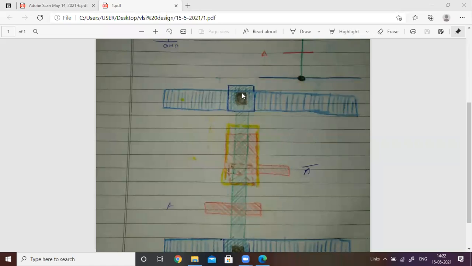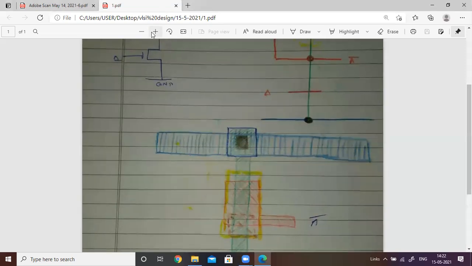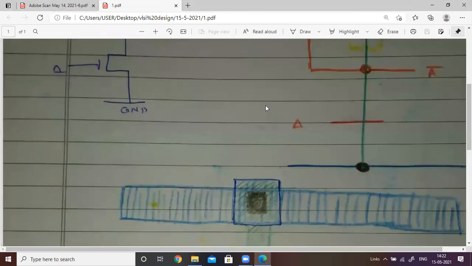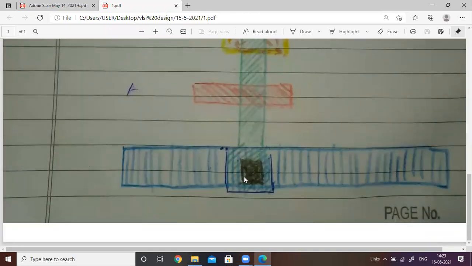So there is the blue color and also the green color. Okay, blue color as well as the green color. Okay, this is the contact. Similarly, the bottom side also. Okay, we require another ordinary contact.